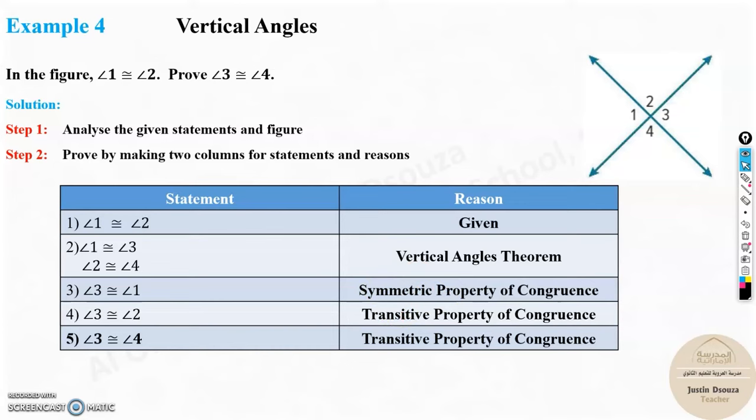So remember, whenever it is a proving problem, please make these two columns and then write. First start with the given and then look at the figure and analyze which property is most suitable. Over here, it's not about complements. Over here, it's about vertical angles. So use vertical angles, and then from symmetry and transitive, we can easily prove this.